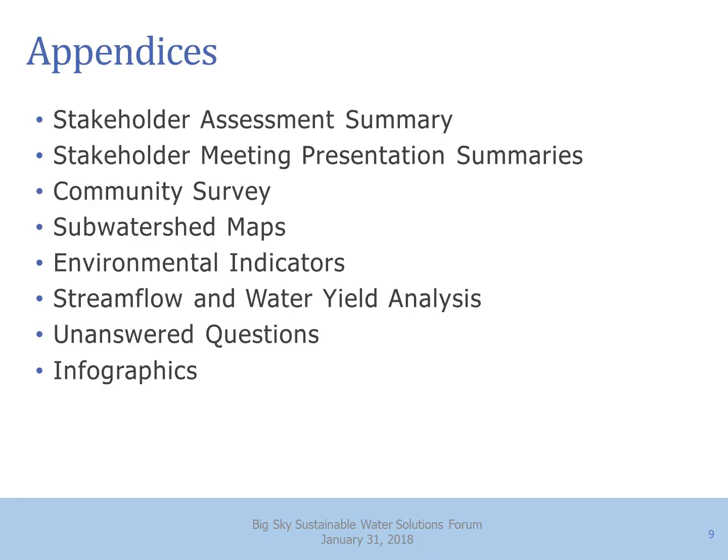And then finally, we have the appendices, which include a bunch of the stuff that went on around the forum and in the forum, a summary of the initial work, a bunch of summaries of the stakeholder presentations that occurred in the forum, which are also available on the task force website, a community survey that was conducted for outreach, some of the sub-watershed maps, environmental indicators, some analysis we did on water yield, some of the unanswered questions, which we'll talk about later, and then some infographics, which you can see on these colorful boards in the back of the room.